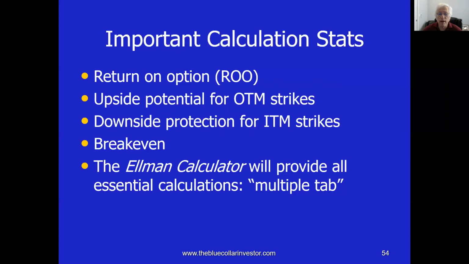The third important calculation is downside protection, and that is for in-the-money strikes only. So how much protection do we have of the initial time value profit if we sell an in-the-money strike? The calculator will do that math for us. What is our break-even? The fourth important statistic. And in all cases, the break-even is the price of the stock at the time the trade was entered minus the entire premium.